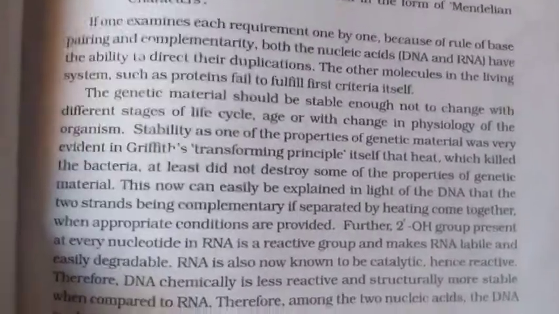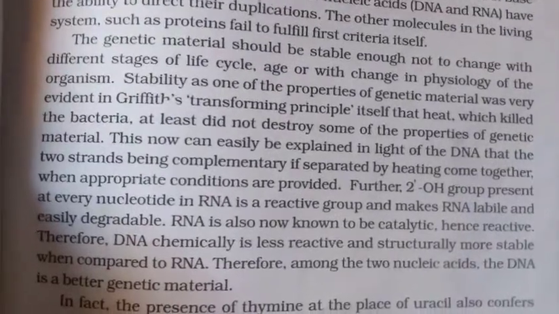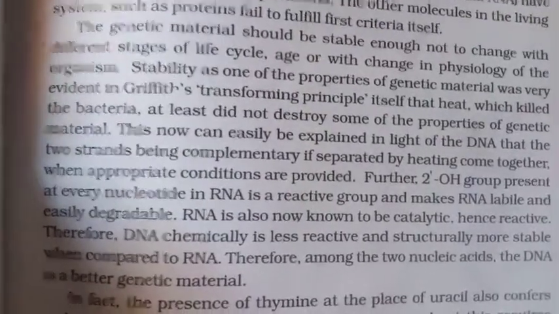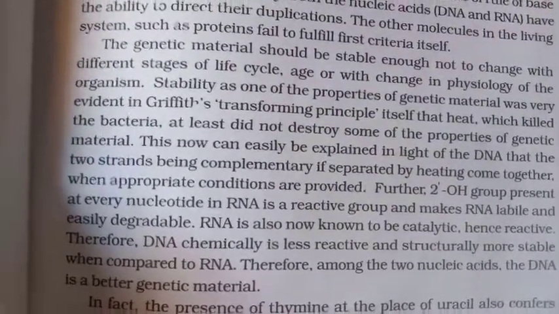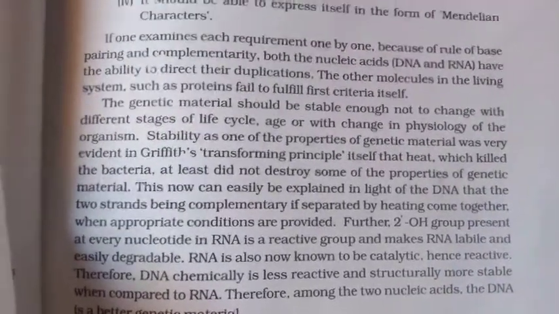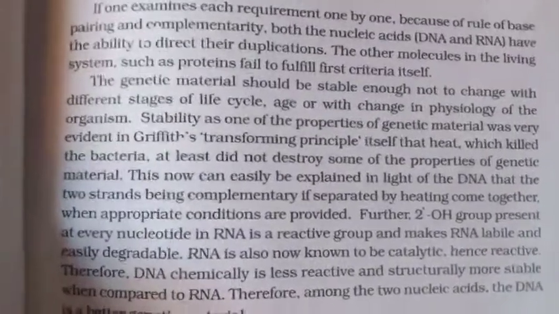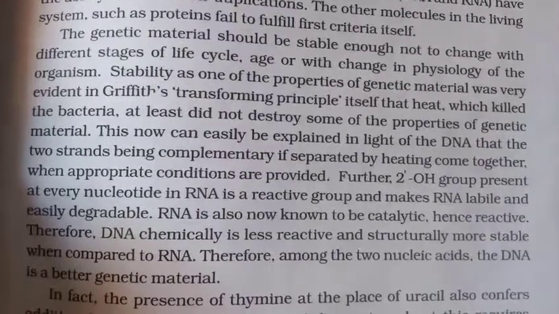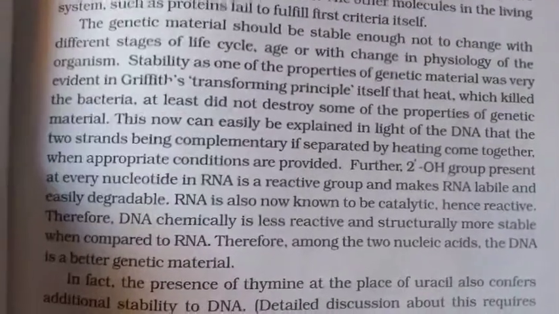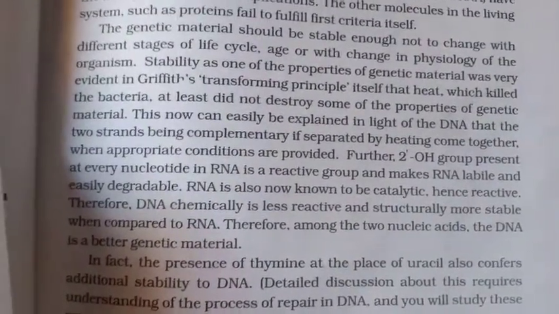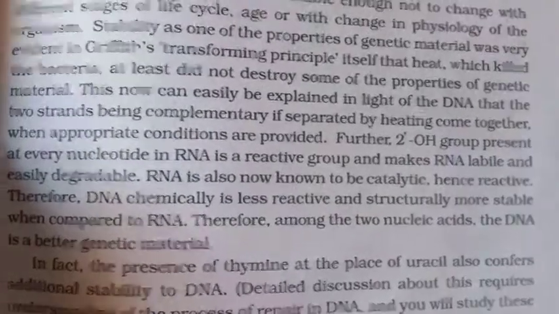The genetic material should be stable enough not to change with different stages of the life cycle, age, or with change in the physiology of the organism. It should be highly stable. Stability as one of the properties of the genetic material was very evident in Griffith's transforming principle itself, that heat which killed the bacteria at least did not destroy some of the properties of the genetic material. You must be remembering that. And this can now easily be explained in the light of DNA, that the two strands being complementary, if separated by heating, come together when appropriate conditions are provided.